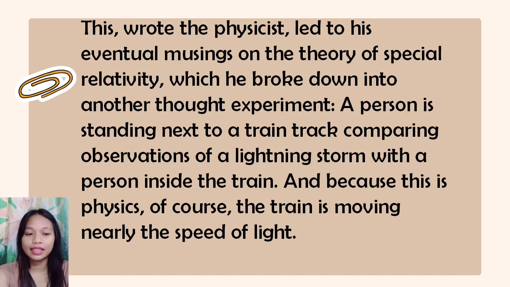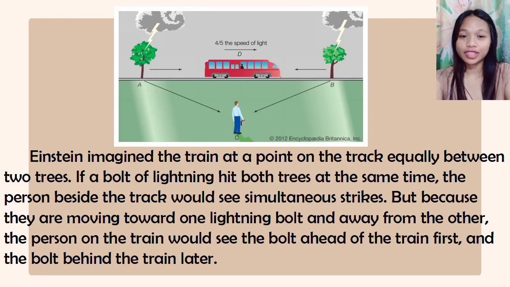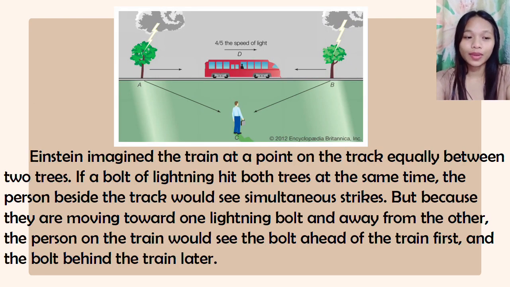A person is standing next to a train track comparing observation of a lightning storm with a person inside the train, and because this is physics, of course the train is moving at nearly the speed of light. Einstein imagined the train at the point on the track equally between two trees. If a bolt of lightning hit both trees at the same time, the person beside the track would see simultaneous strikes. But because they are moving towards one lightning bolt and away from the other, the person on the train would see the bolt ahead of the train first and the bolt behind the train later.